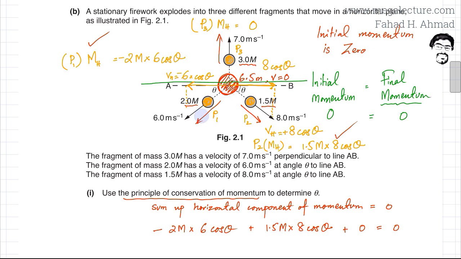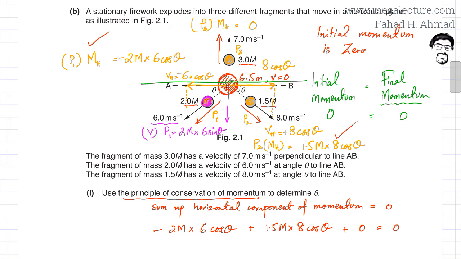So the vertical component of particle 1, the one that I'm shading in pink, is going to be P1, which has a mass of 2m, so mass into the vertical component of velocity. The angle is theta with the horizontal, and it's 6 meters per second. So the vertical component is going to be 6 sine theta. This is the momentum for particle 1 in the vertical direction.